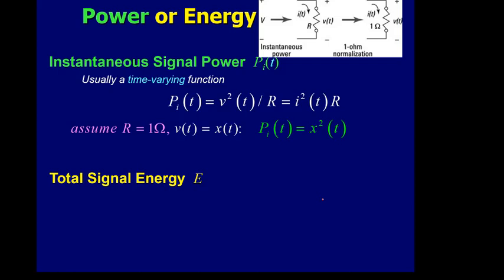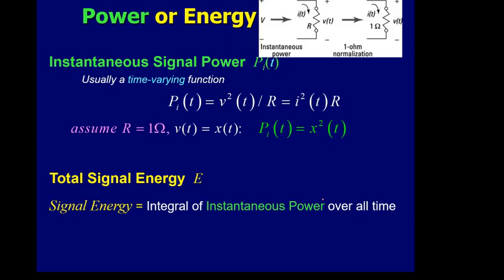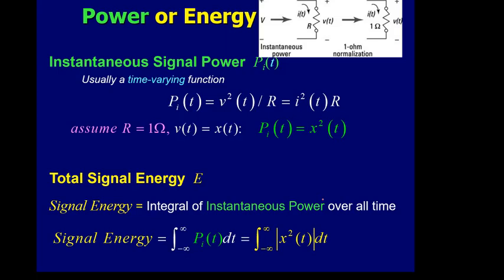When we're talking about the energy in a signal, we're usually talking about the total signal energy. That's the integral of the instantaneous power over all time. And so we could take the instantaneous power, p sub I of t, integrate it over all time, and that would give us the signal energy. That would also be the same as the integral of x squared of t. Again, x could be either a voltage or a current.